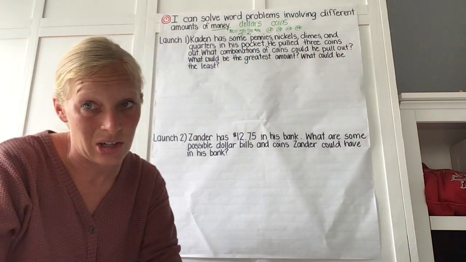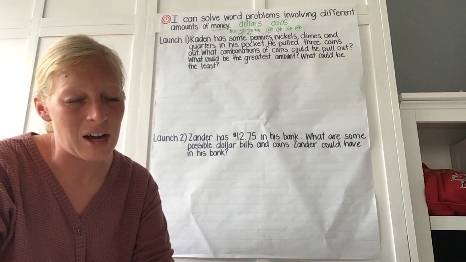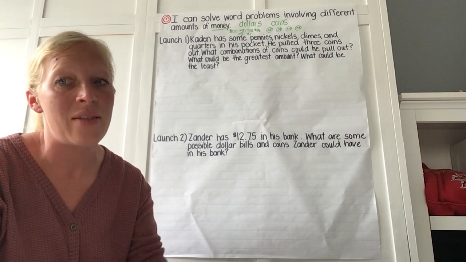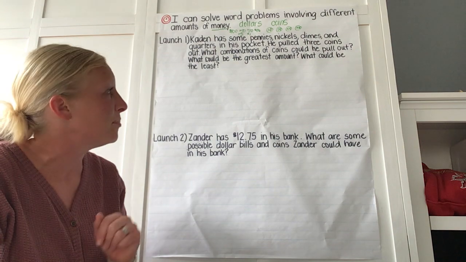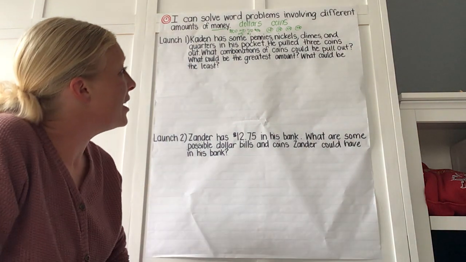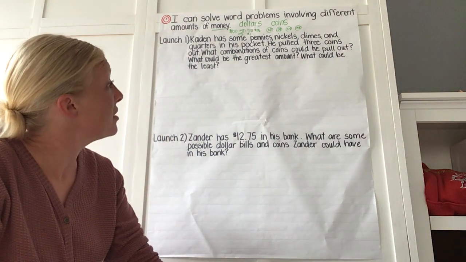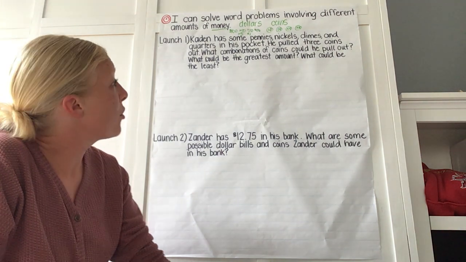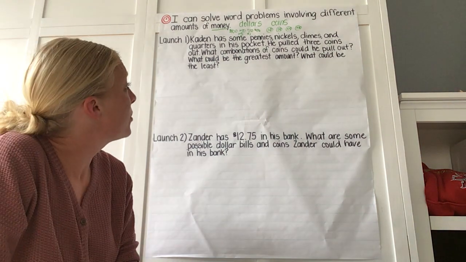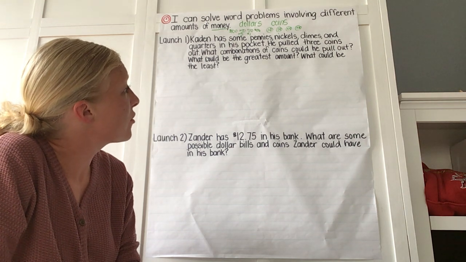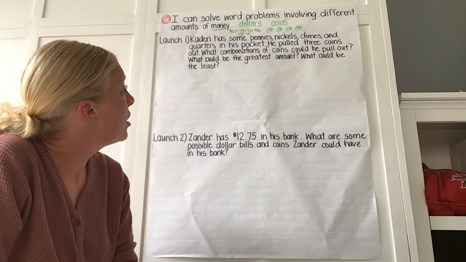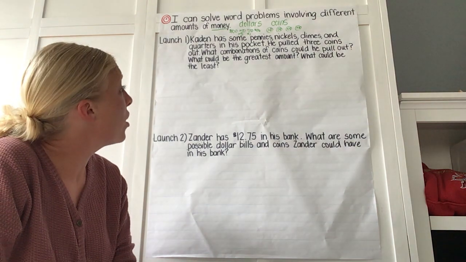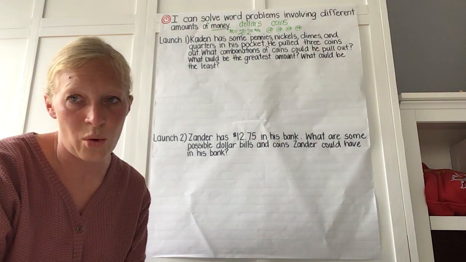And guys, I have to tell you, I had to read this problem a couple of times to make sense of it. So we're going to walk through it together, and then I'll give you some time to work on your own. Caden has some pennies, nickels, dimes, and quarters in his pocket. He pulled 3 of those coins out. What combinations of coins could he pull out? What could be the greatest amount of those coins? And what could be the least amount of those coins?